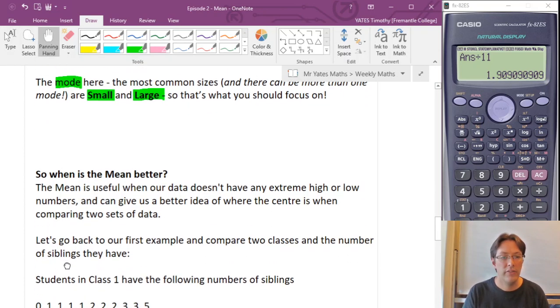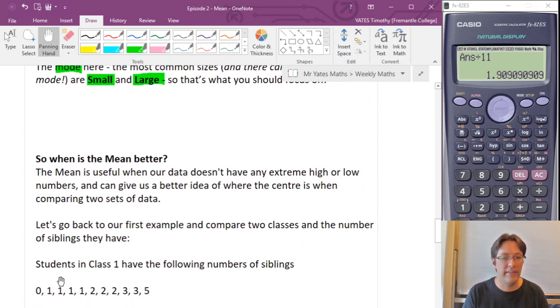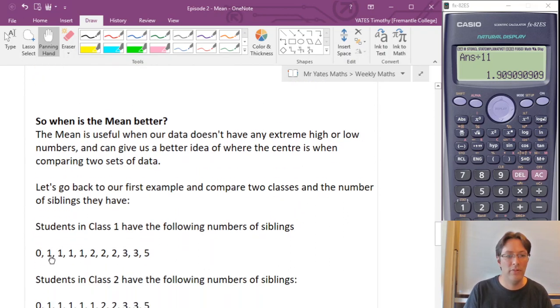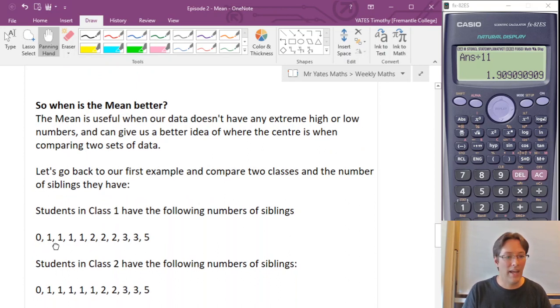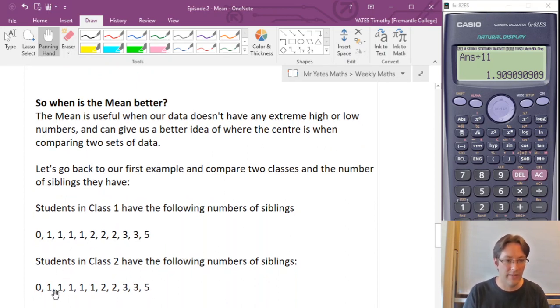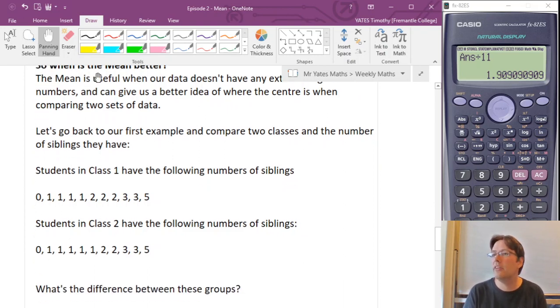So students in our first class had this many siblings. These are the exact same numbers that we had before. And then we had a second class of students, and they had this many siblings. Now, look at these. What's the difference between these 2 groups? Well, they're almost exactly the same. There's only one difference. This one's got that one there and that one there. All the other numbers are exactly the same between our 2 groups.